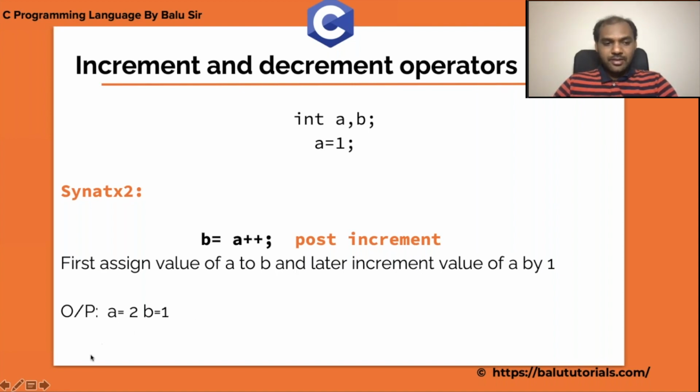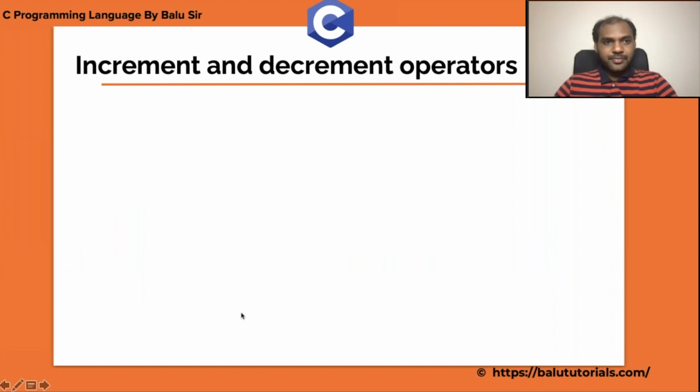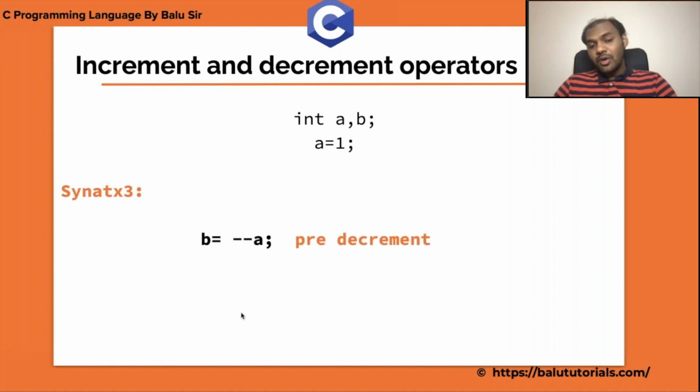The next, int a, b, a equals to 1. Syntax number 3, b equal to --a. This is going to be called a pre-decrement. So b equal to --a is a pre-decrement. So what will happen here?